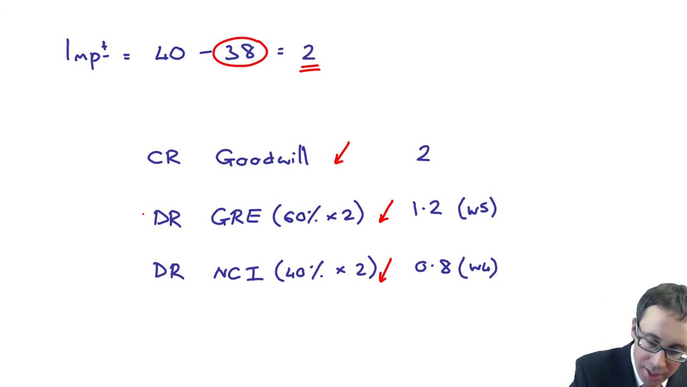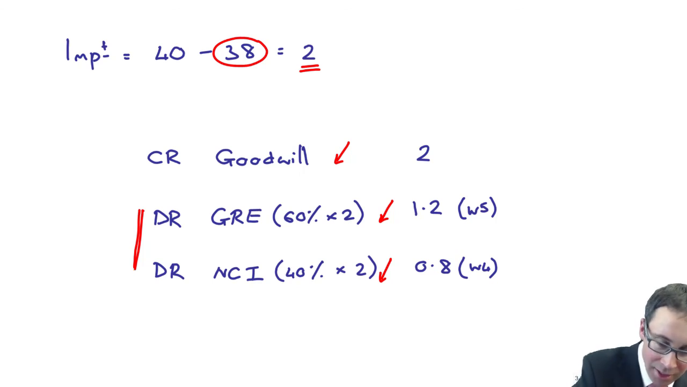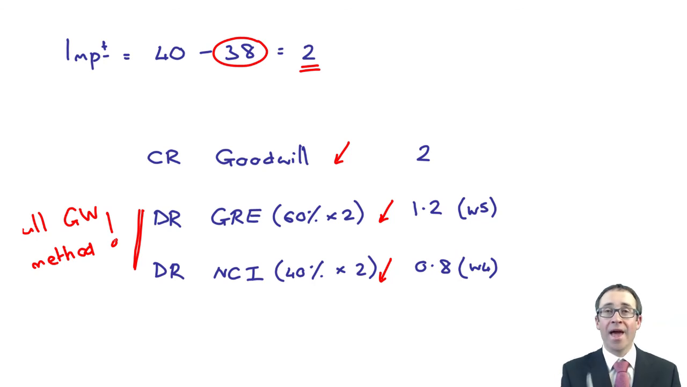Okay. Again, the reason why we have split it between group retained earnings and NCI is because we are looking at the full goodwill method. Okay. There you have it. Excellent. That's everything there to do with the subsidiary.